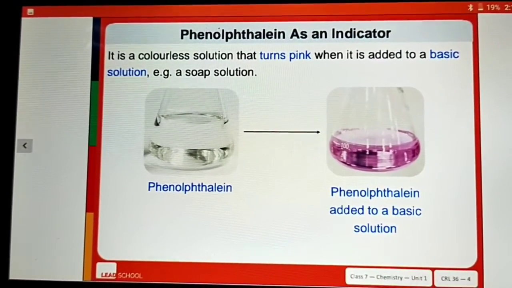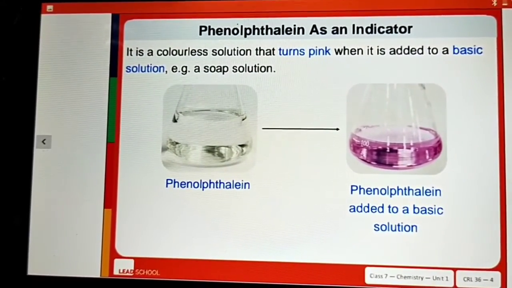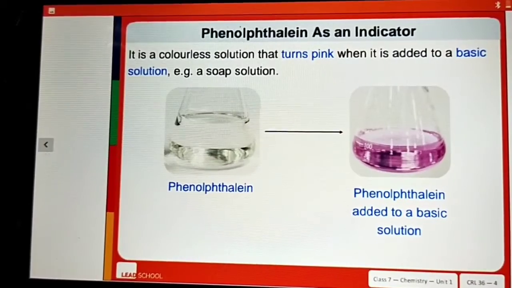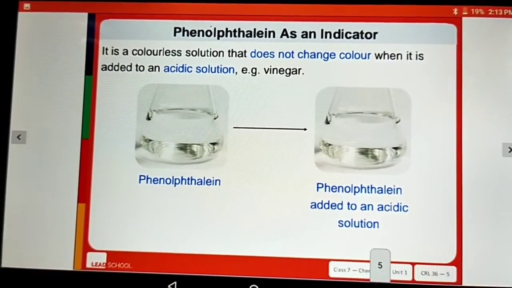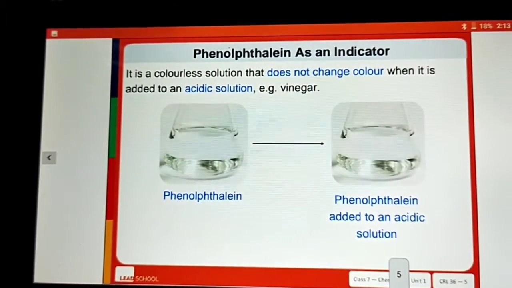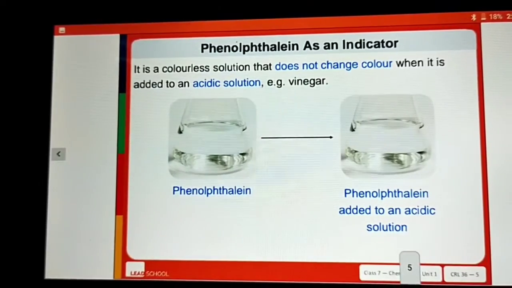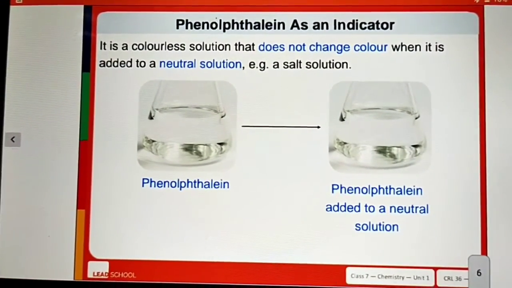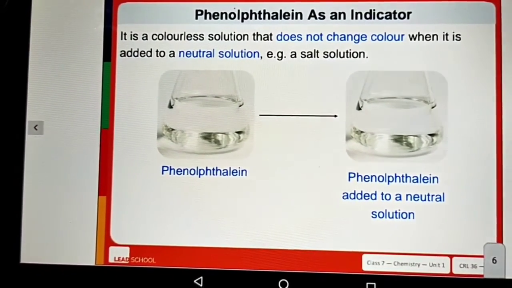When we add phenolphthalein to a basic solution, the color of the phenolphthalein solution changes to pink. You can see in the picture. But when we add phenolphthalein to an acidic solution, it does not change its color. It remains colorless. If we add phenolphthalein to a neutral solution, it does not change color.